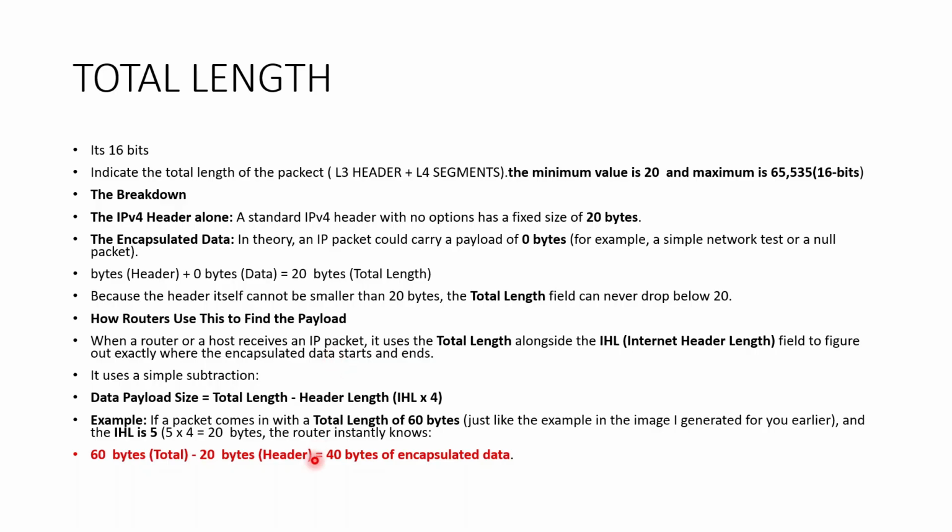Now, let's take a simple example. Let's say the router has received a packet which has a total length of 60 bytes. From our formula, it is going to take the 60 bytes, then minus the IHL field, which in this scope was 20 bytes. Now 60 minus 20 bytes equals 40 bytes. So now the data payload size equals 40 bytes.